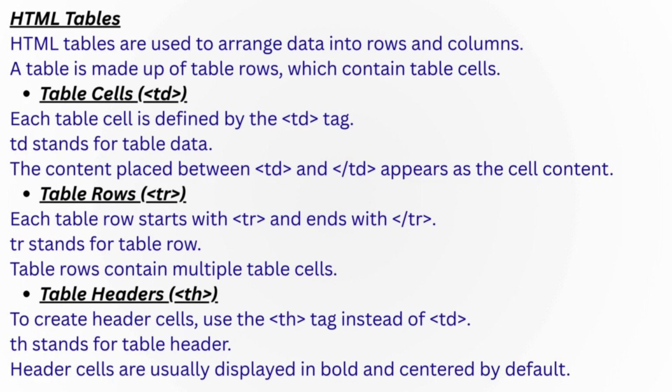The th tag stands for table header. It works like table data, but it is used for heading cells, usually at the top of the table or the start of a row. By default, text inside th is bold and centered. So in short, tr makes rows, td makes normal data cells, and th makes heading cells in the table.